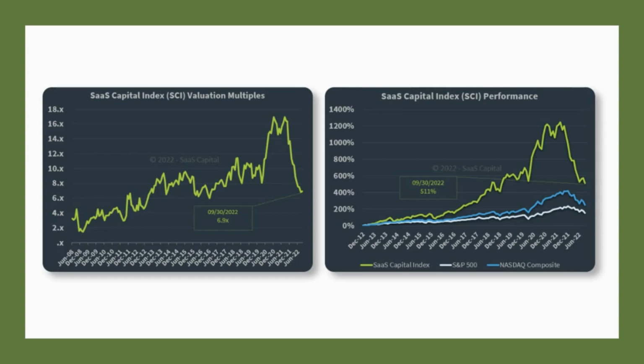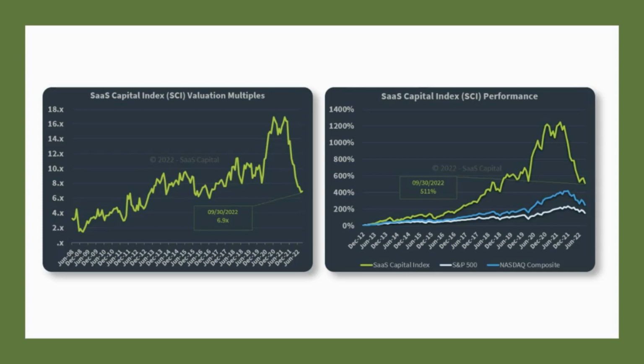And on the right-hand side here, they've done this simple chart that shows the performance of SaaS compared to the NASDAQ composite and the S&P. Again, you can torture the data and make it say anything that you want, but typically SaaS firms outperform the broader market because they're quality businesses.